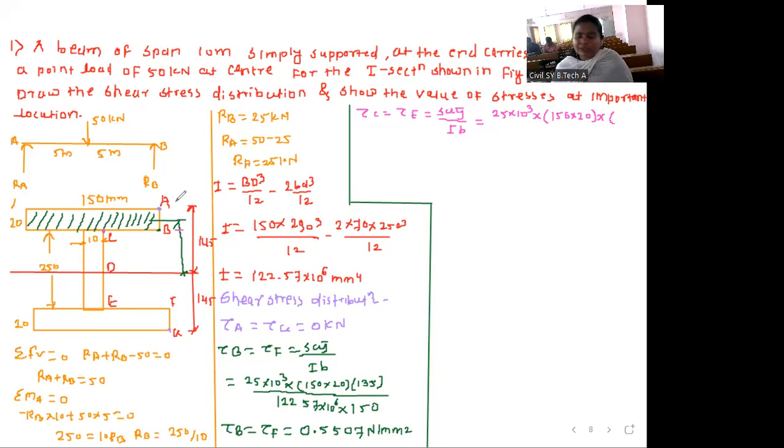So y bar is how much? 125. Okay, so here 125 divided by I. I is 122.57 into 10 raised to 6 into width. Width is how much now? We are calculating at this C point. So width is 10. You calculate and tell me tau C, which is equal to tau E, which is equal to how much? So now you got this B, how changes? So this B will be changed with respect to location.